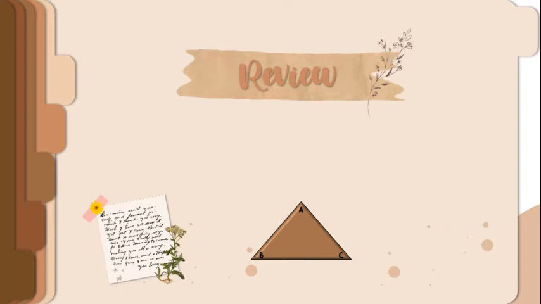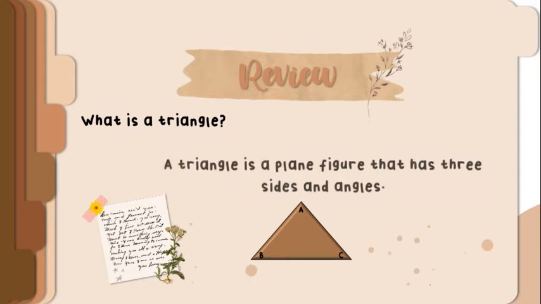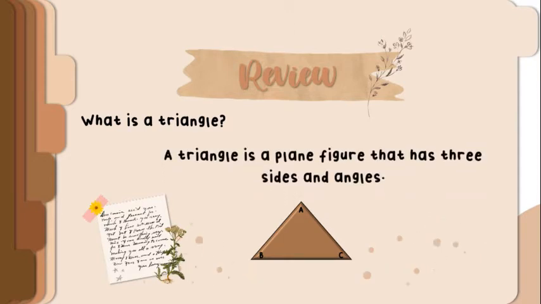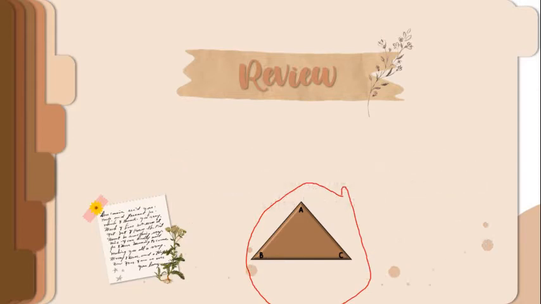Before we start our lesson, let us first have a basic review about triangle. We can start by answering the questions. First question is, what is a triangle? A triangle is a plane figure that has 3 sides and angles. Now this illustration is an example of a triangle. We have triangle A, B, and C.